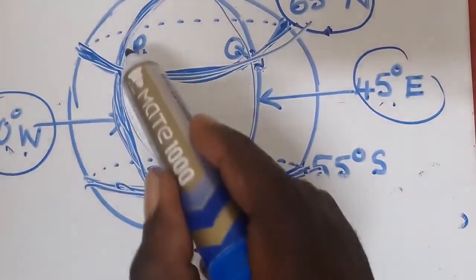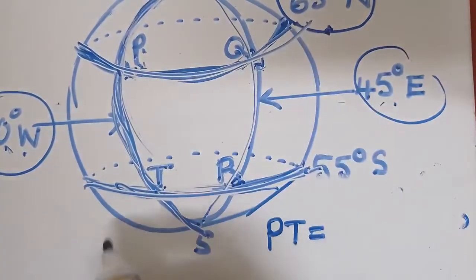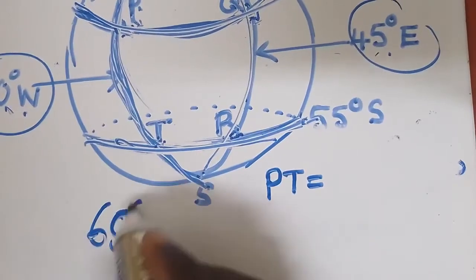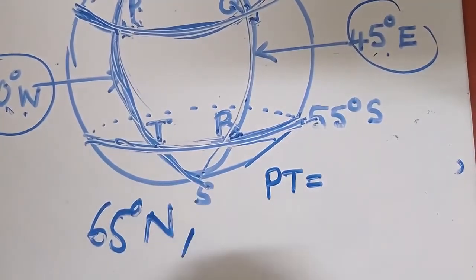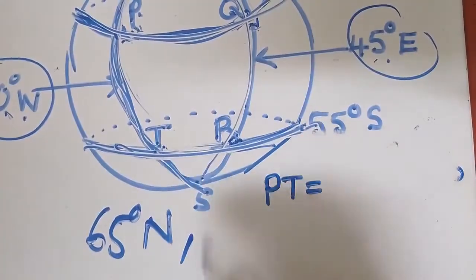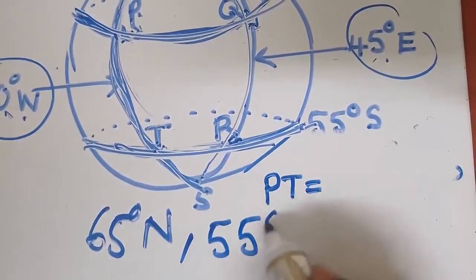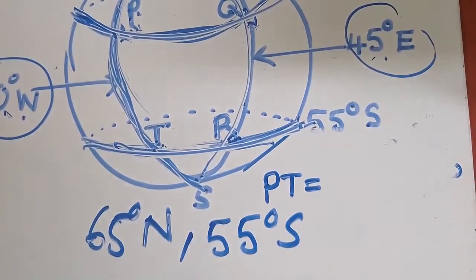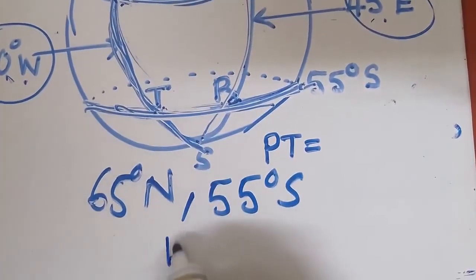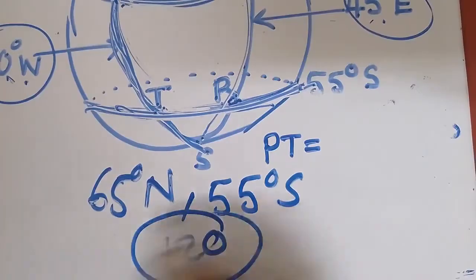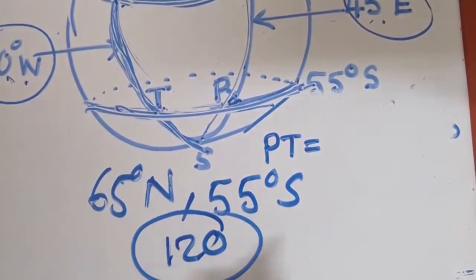Have you seen? So P is on which latitude? 65 north. So 65 degrees north. What about T? T is on what? 55 degrees south. Have you seen? This is what we are having. Different direction. So if you're having different direction, what do you do? You add. So when you add these two, what are you going to get? You're going to get 120. So you've calculated the theta now. This is the theta that we are going to use.